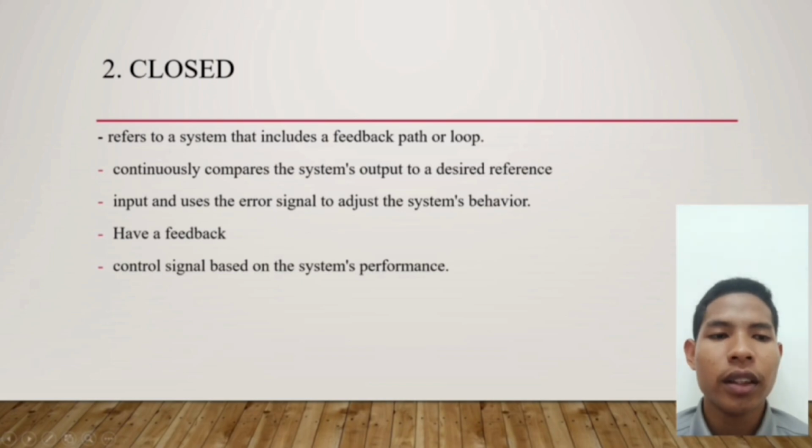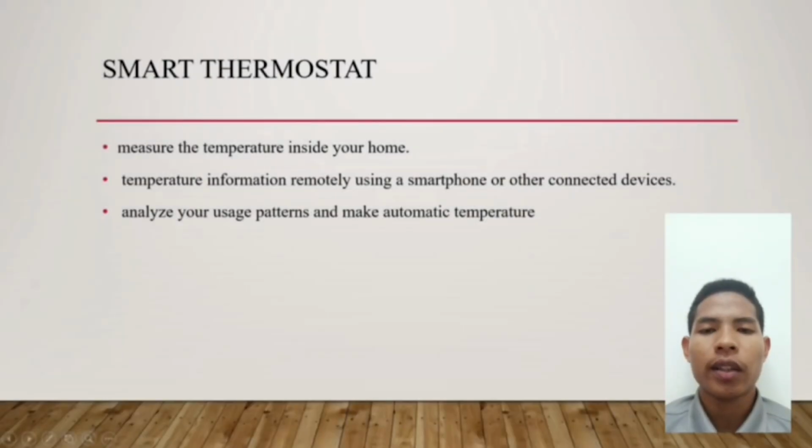The characteristic refers to a system that includes a feedback path or loop. Second, continuously compares the system's output to a desired reference input. Next, input and use the error signal to adjust the system behavior. Next, have a feedback control signal based on the system performance. The latest technology used is smart technology.